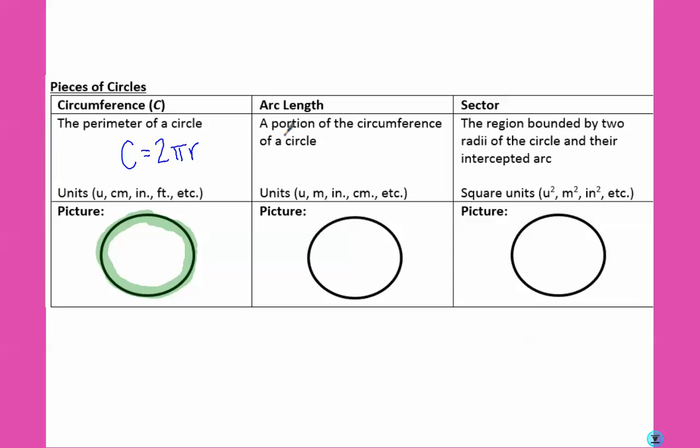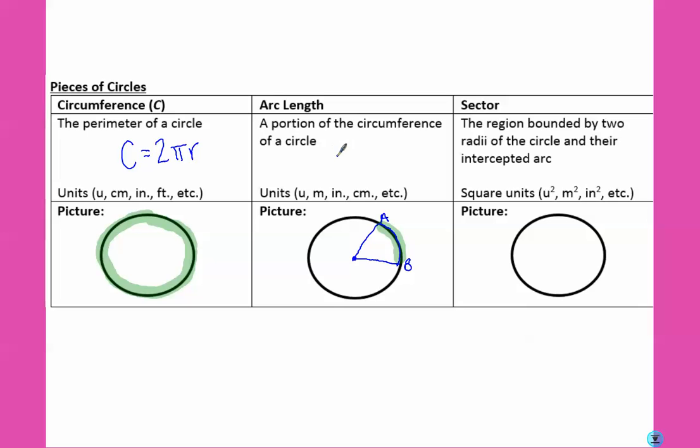An arc length is a portion of the circumference. So let's say here's our center. We have point A and point B. We might want to know how long the arc is from A to B. Now we previously found the arc measures based on the angles, but this is a bigger circle, so it's going to have a bigger arc length. If it's a smaller circle, it's going to have a smaller arc length. So we want to know just from A to B how long it is in meters, inches, centimeters, etc.